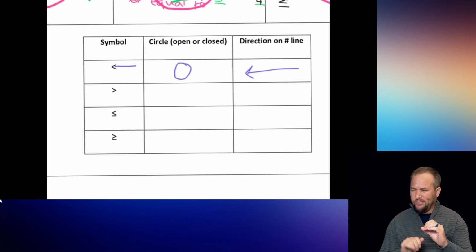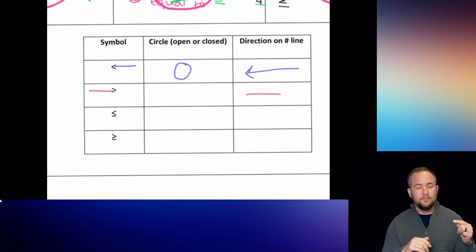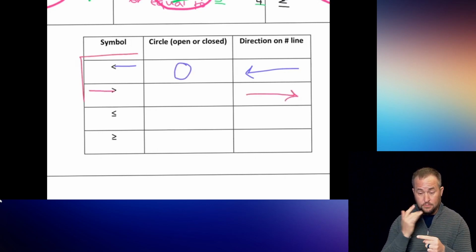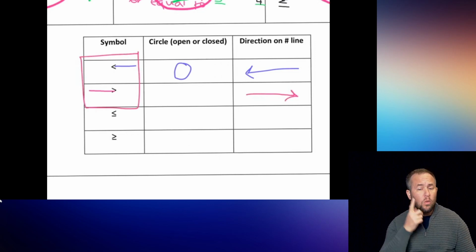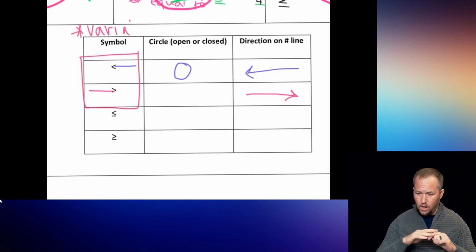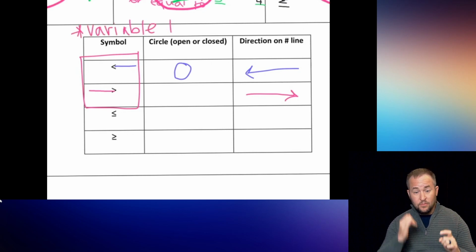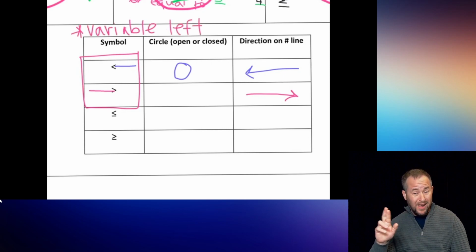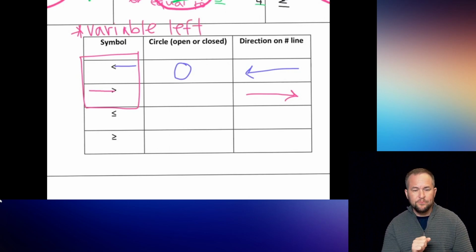So same thing right here, this is kind of like an arrow, so I'm shading in this direction. Now, this only works if the variable is on the left side, so variable on the left. If the variable is on the right, it's not going to be the case. So this only works if the variable's on the left side. So same thing right here. Oh, I need to tell you if that's open or closed.